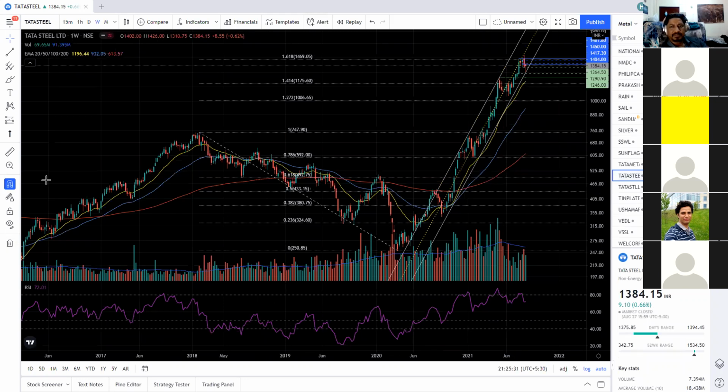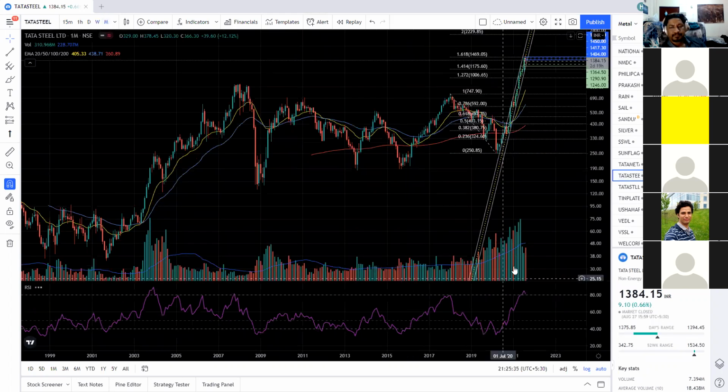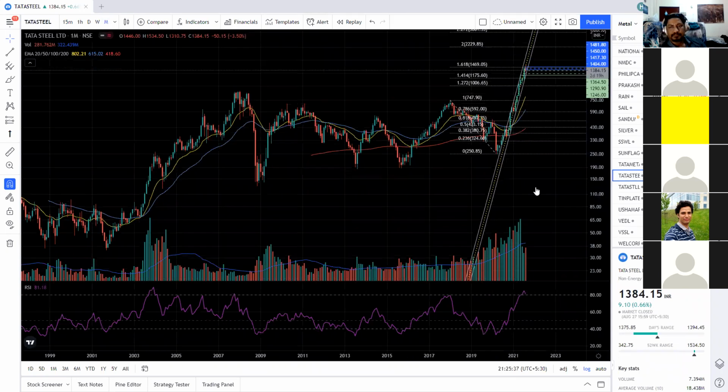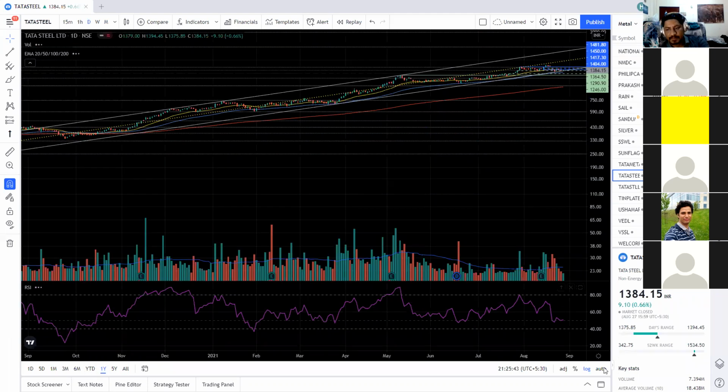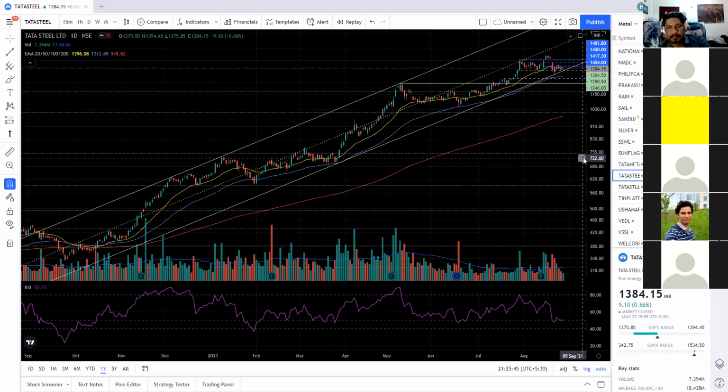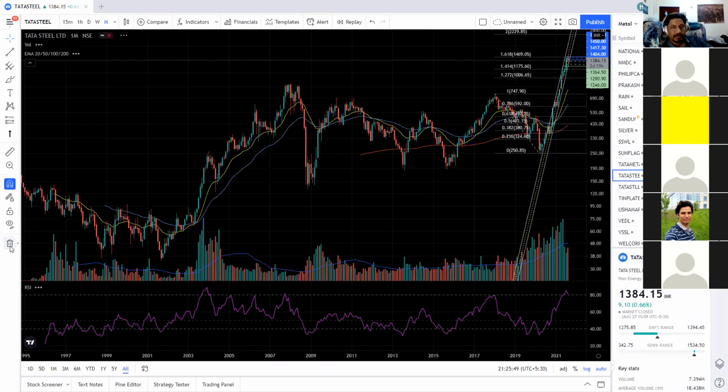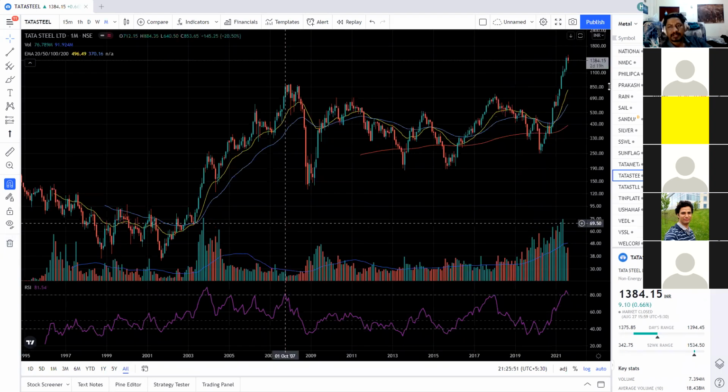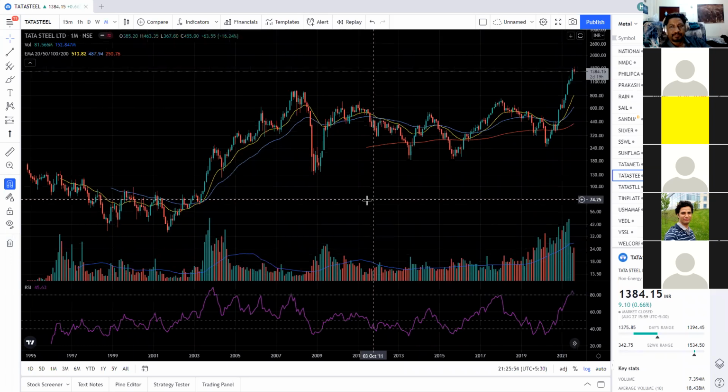This is a Tata Steel chart. I have to delete it. No other option. Okay, no problem. I will draw everything. Let me delete this one. Let's start looking from the monthly time frame.